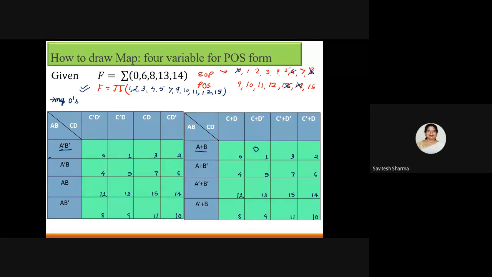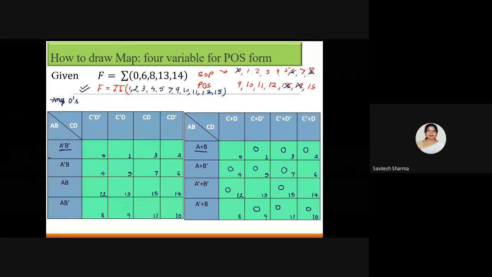Here 2 is mentioned, I will write 0. 3 is mentioned, 0. 4 is mentioned, 0. 5 is mentioned, 0. Then 7, 9, 10, 11, 12, 15. So how many numbers are there? 1, 2, 3, 4, 5, 6, 7, 8, 9, 10, 11. I counted to make sure that all zeros are mapped here.